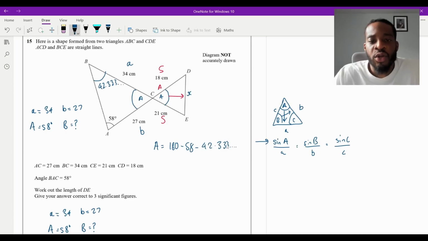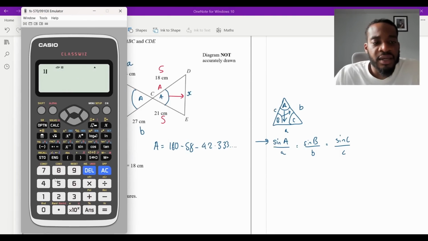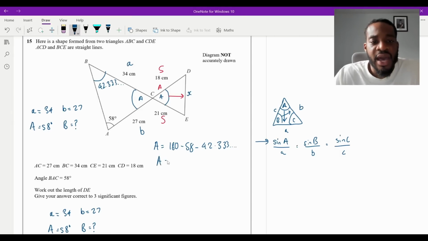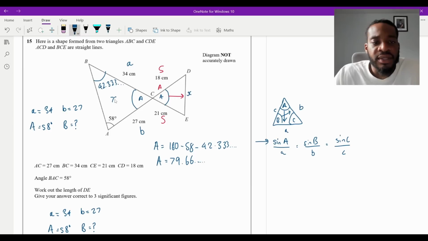Remember, I'm keeping the decimals because I don't need to round it, so I've got that number stored. It's going to be 180 minus 58 minus the answer. I get that number there, so angle A is going to be 79.66 and so on. So now I've got this angle, which is 79.66, and that's the same as this one.